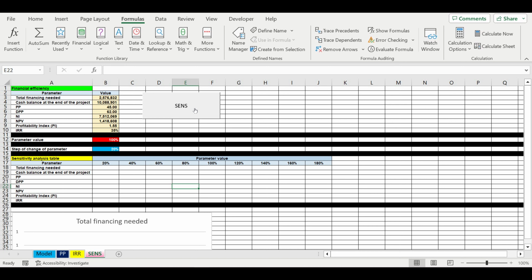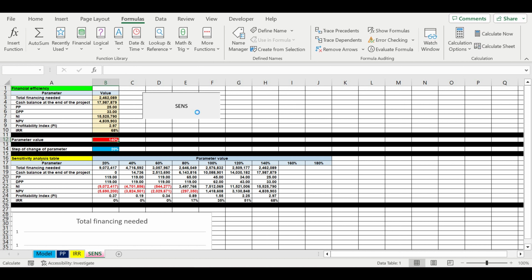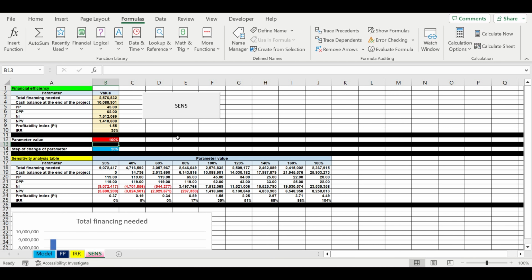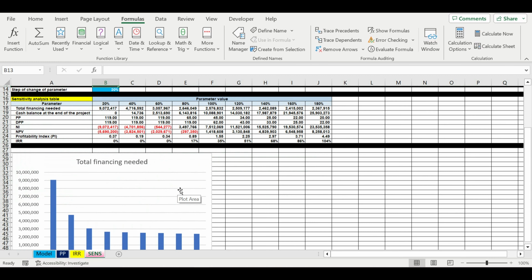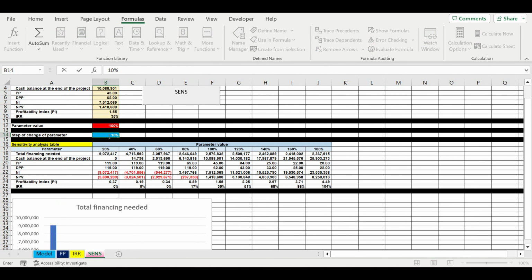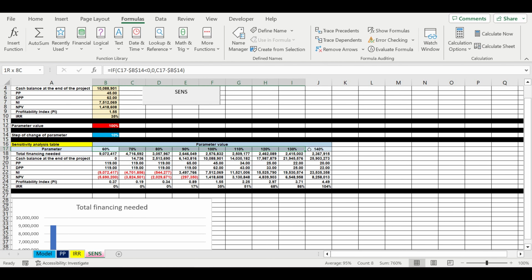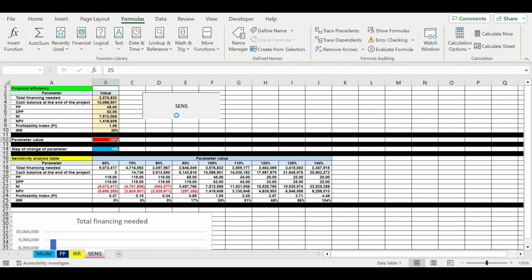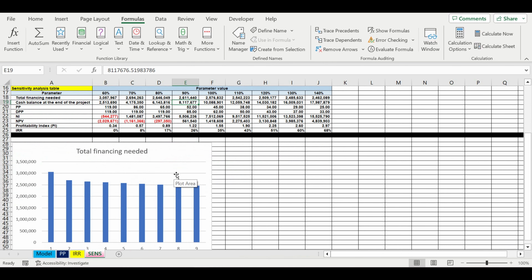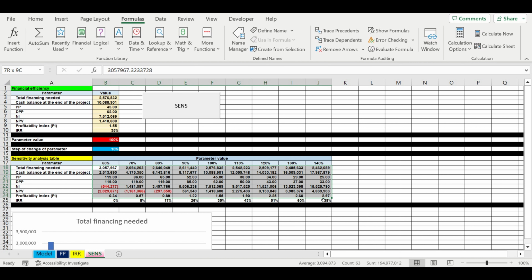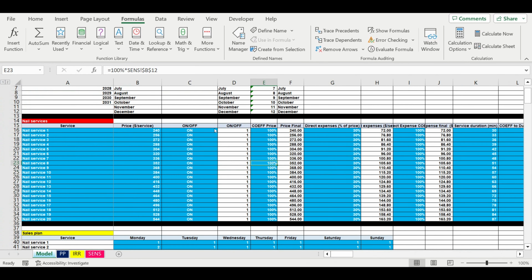Now let's press the Sense button. Now, we can easily remove the sensitivity analysis parameter from here and add it to another input, for example, direct costs.